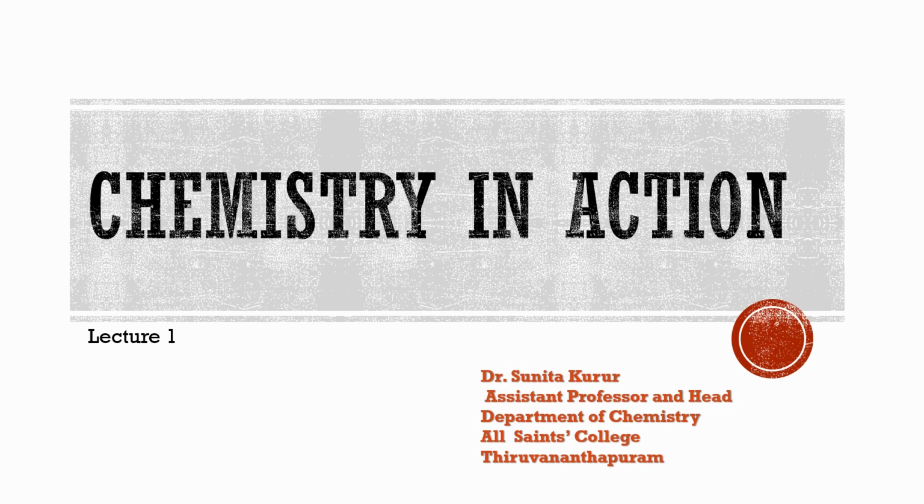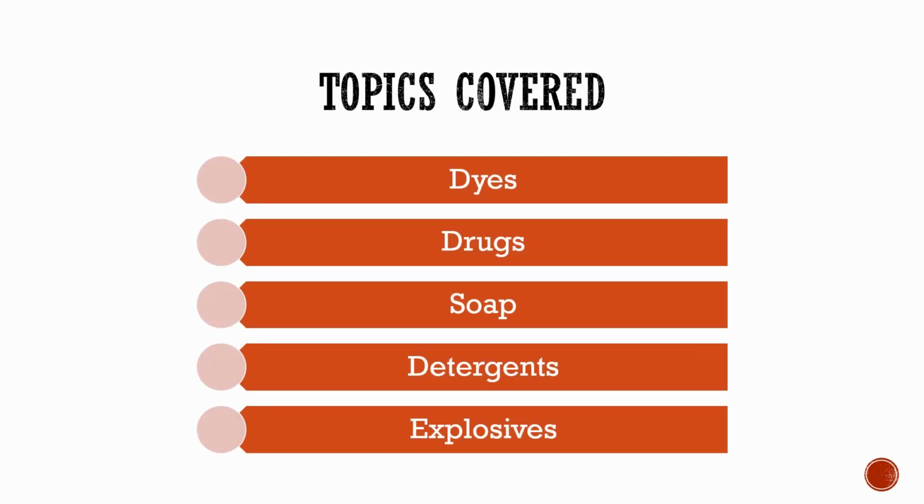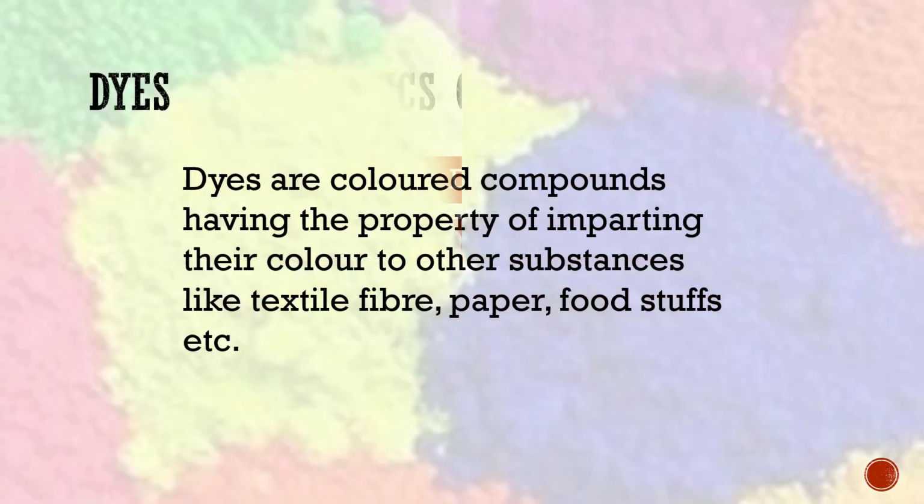In this chapter we will be learning the chemicals involved in 5 different topics. The topics covered are dyes, drugs, soaps, detergents and explosives. First we will see about dyes.